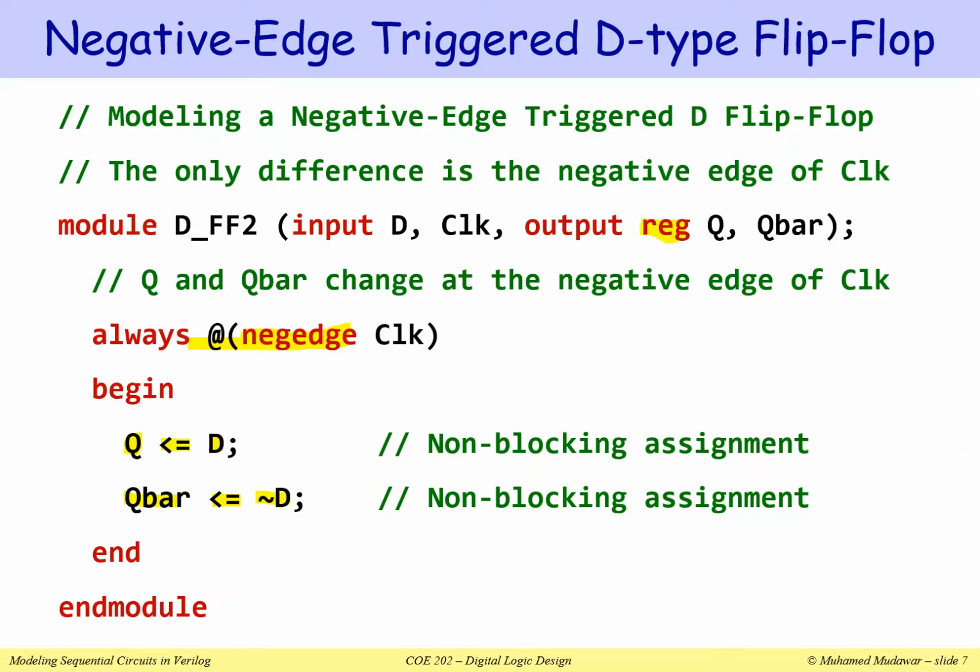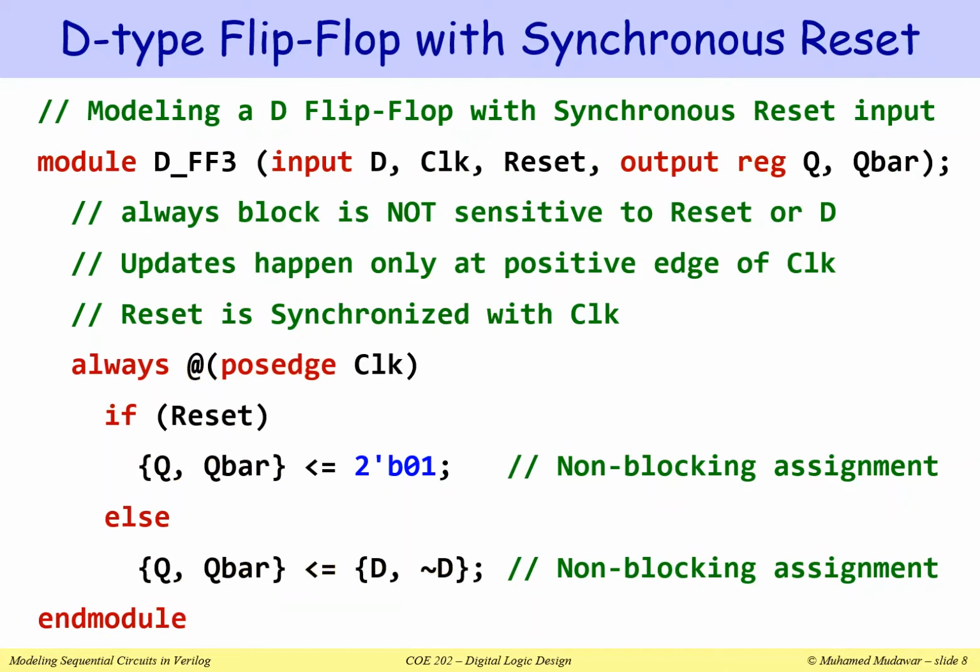So here's an example of a negative edge triggered D-type flip-flop. Now we can actually add a reset input. This reset input can be synchronous or asynchronous, so we have two different types of resets. If the reset is synchronous, it means that the reset will take place at the edge of the clock. So we are going to synchronize the reset with the clock.